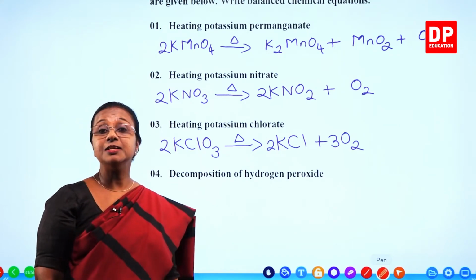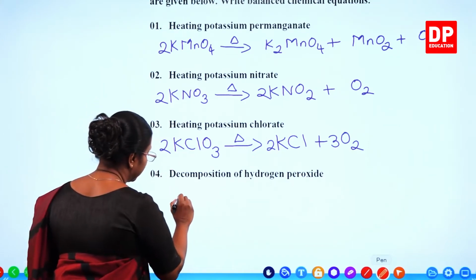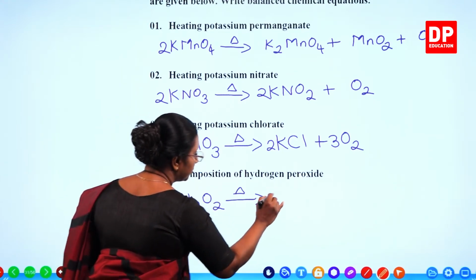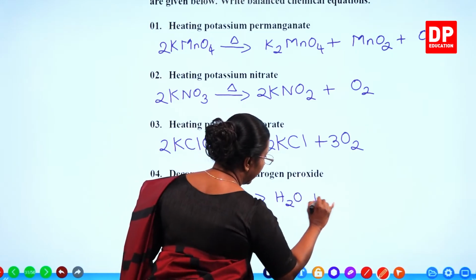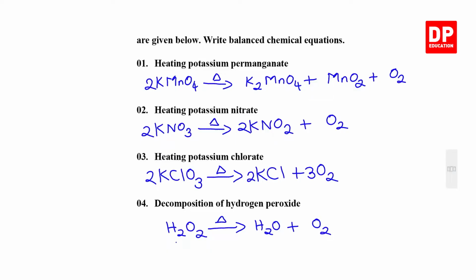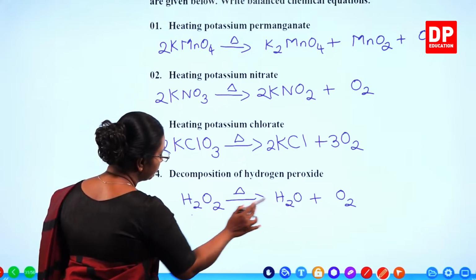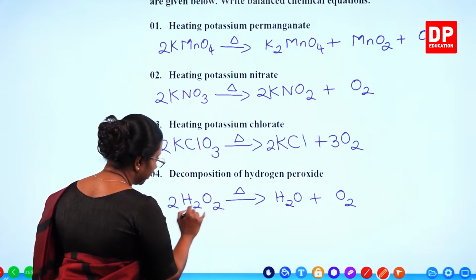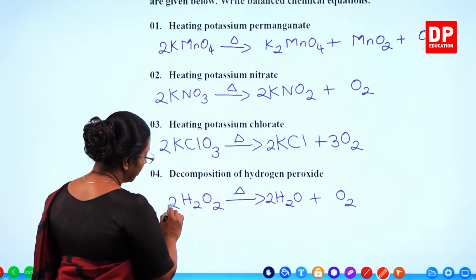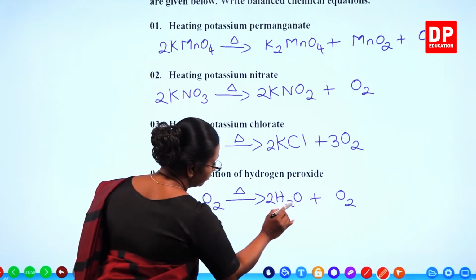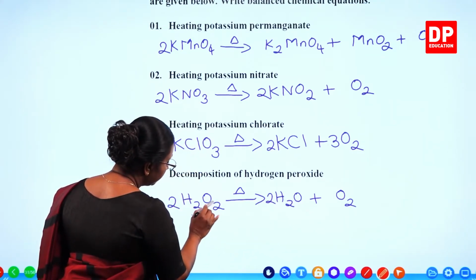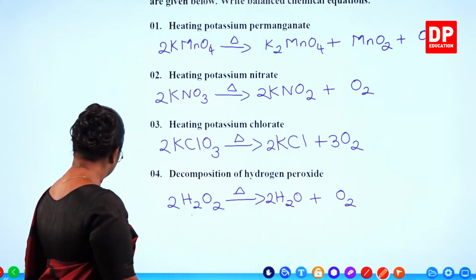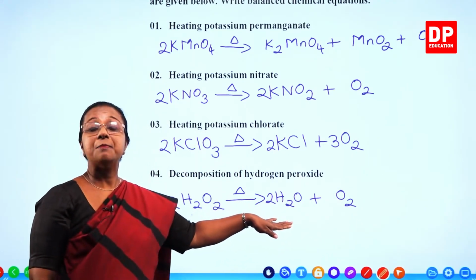Decomposition of hydrogen peroxide. That is also familiar to you all. Hydrogen peroxide, H2O2. When it decomposes, H2O and O2 gas are formed. Again, to balance, 2 hydrogens, 2 oxygen, 3 oxygen. To balance that, we put a 2 here and 2 there. 2, 4 hydrogens. 2, 4 hydrogens. 2 into 2, 4 oxygen atoms. Here 2 oxygen and here 2 oxygen atoms. So now it is balanced.